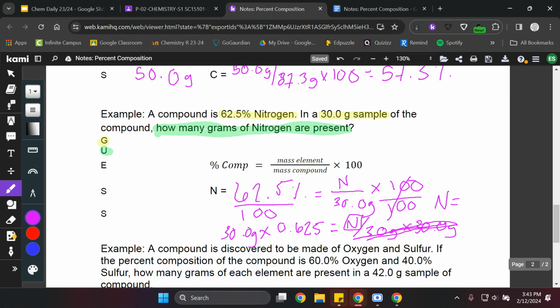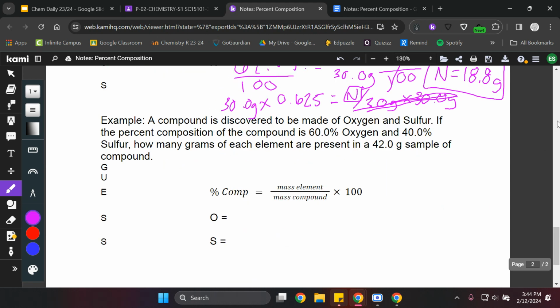which gives us a total of 18.8 grams. Seems reasonable, right? 62.5, it's a little over half. That's 18.8, that's a little bit over half of the 30-gram sample originally. That number seems perfectly logical.